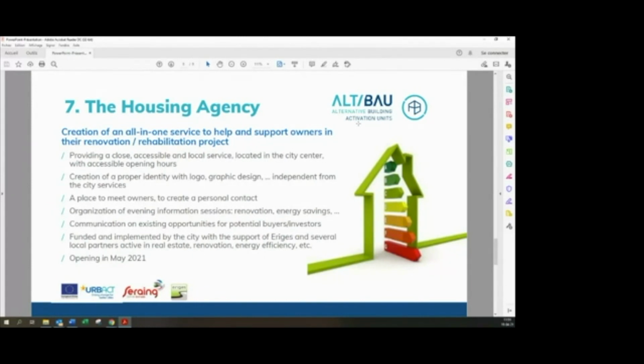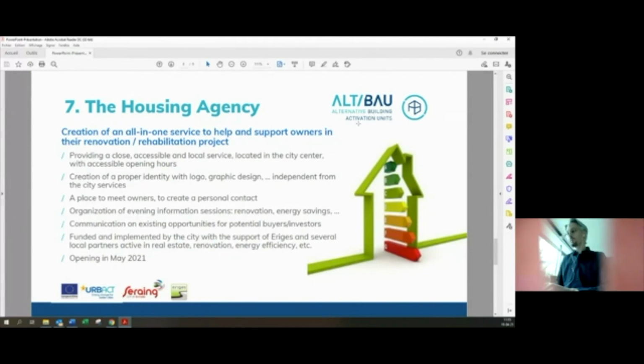We are also planning to organize evening information sessions, thematic ones about renovation and energy saving. And it will also be an opportunity to communicate on existing opportunities for potential buyers and investors. So this housing agency is funded and implemented by the city with the support of ERIGES and also several local partners active in real estate, renovation, energy efficiency.